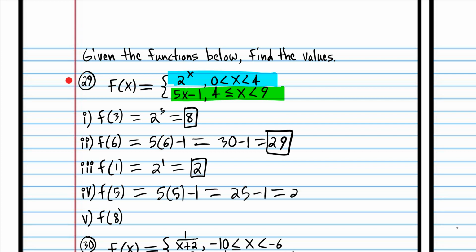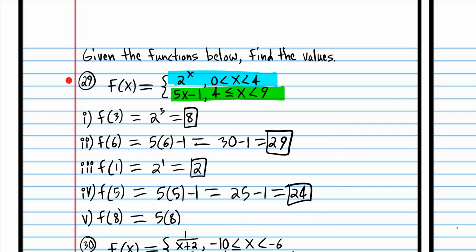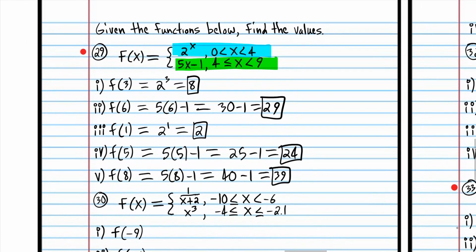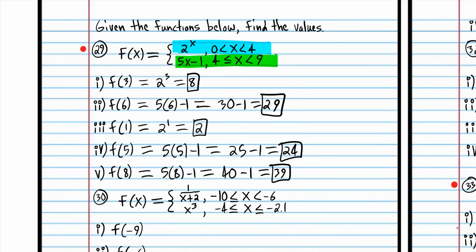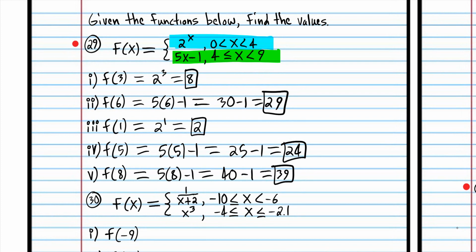is 24. Now we're going to plug in 8, so that's going to be in this interval, so we know to use the green expression. 5 times 8 minus 1 is 40 minus 1, which is 39. So again, that's how we evaluate or calculate the outputs of piecewise functions given certain inputs.